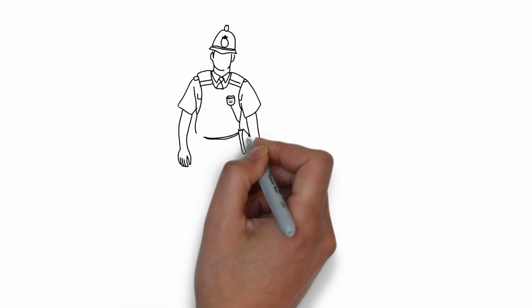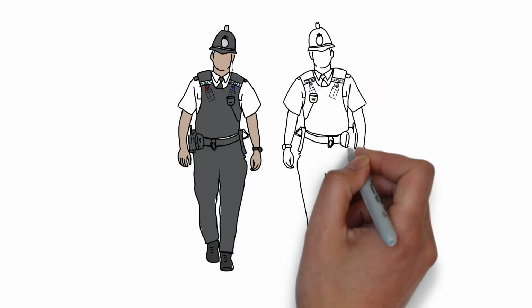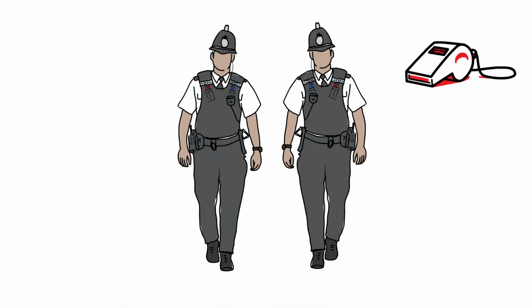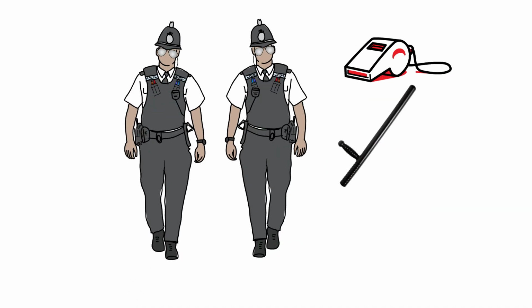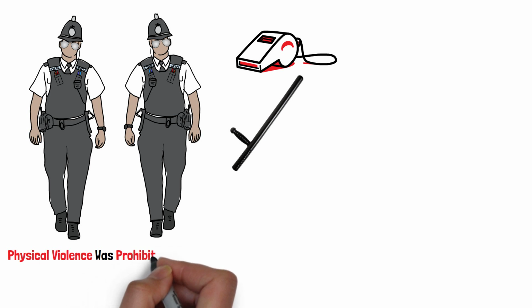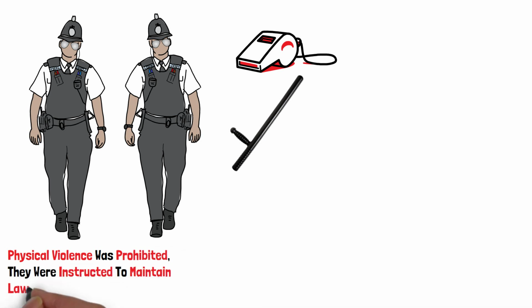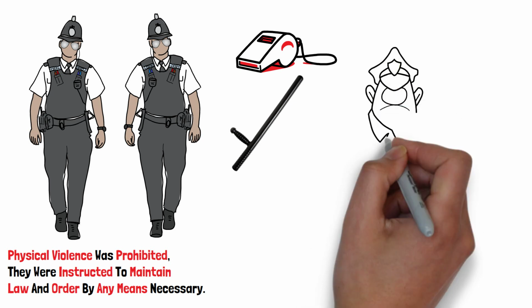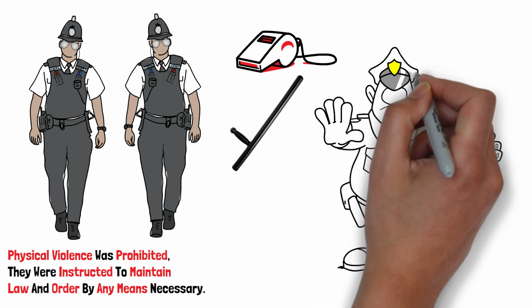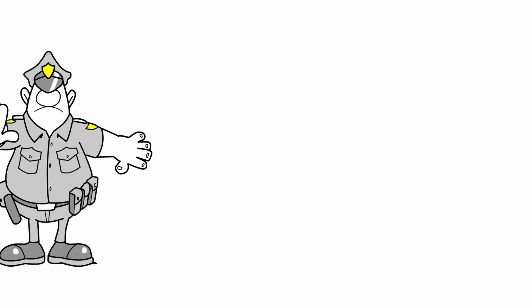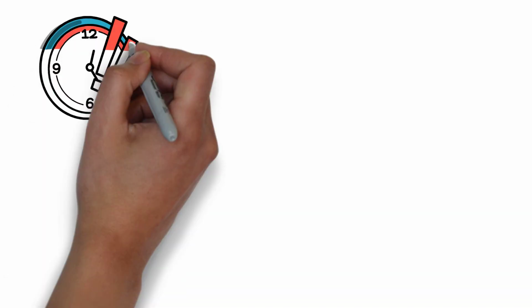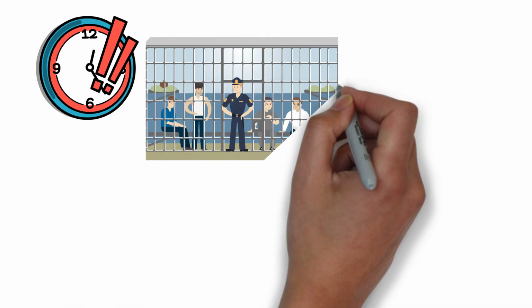The guards, dressed in identical uniforms, were equipped with whistles and batons borrowed from the police. They also wore sunglasses to prevent any eye contact with the prisoners. While physical violence was prohibited, they were instructed to maintain law and order by any means necessary. Zimbardo himself observed the behavior of the participants and assumed the role of a prison warden, immersing himself in the experiment.